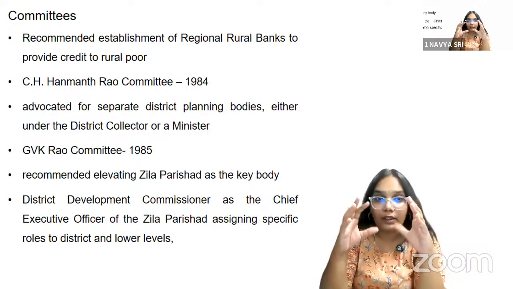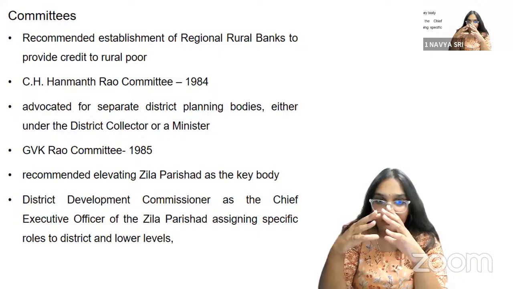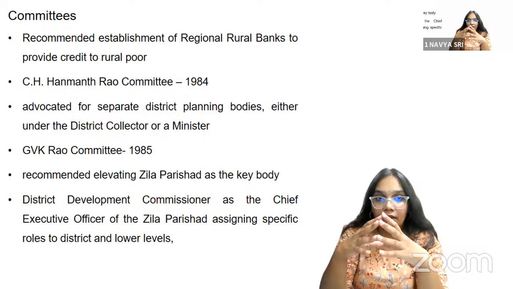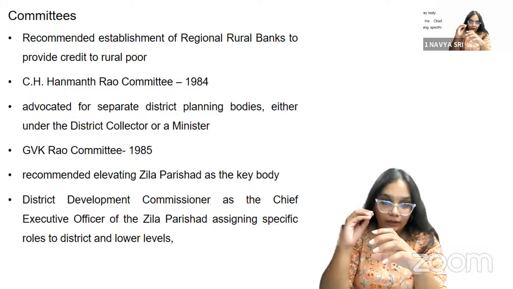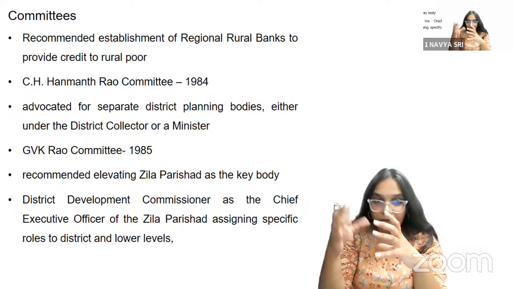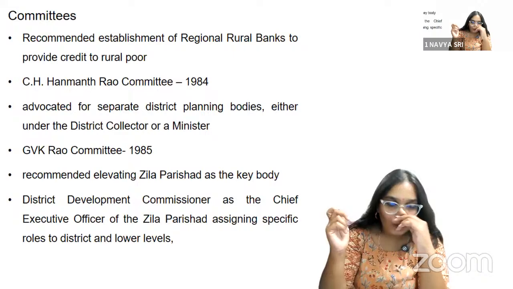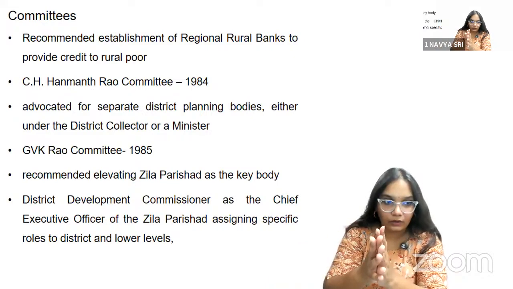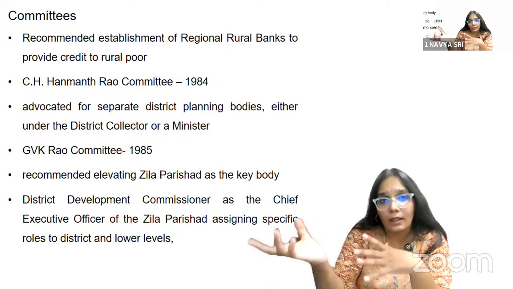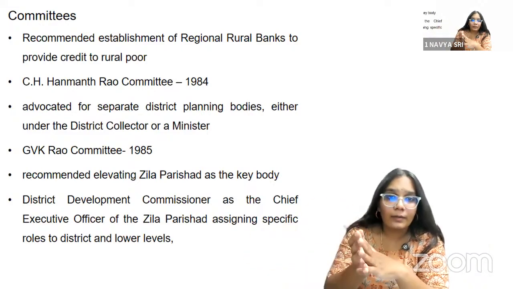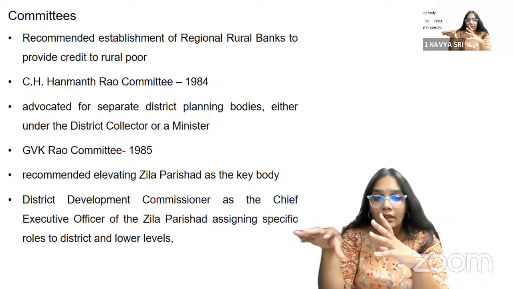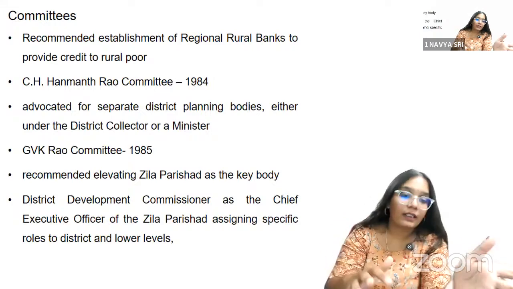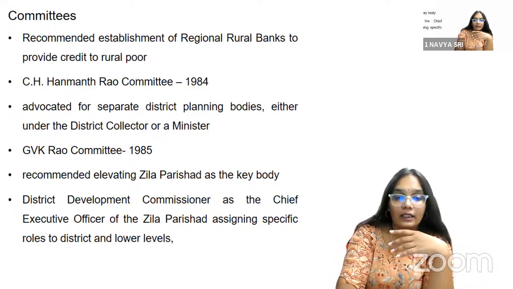So first, the Zilla Parishad shall be made the key functioning body in the grassroots level institutions, and also the post of district development commissioner should be put up, where he is responsible. See here, the Hanmantrao Committee says that the district collector or a minister shall be looking into these issues. But the GVK Rao Committee recommended another separate body where a district development commissioner shall be put up, and that person should look into the functioning or the roles that have to be devolved in the district and the lower levels of the state.